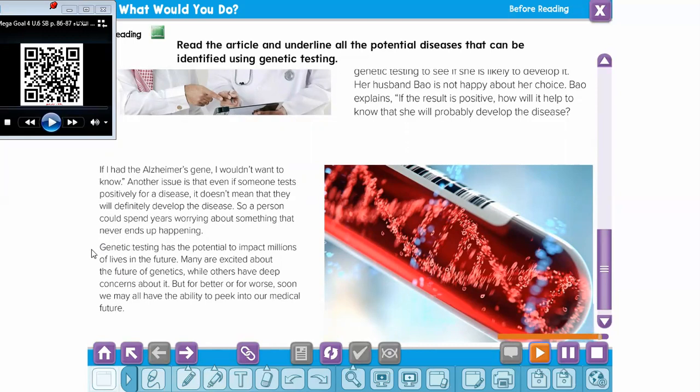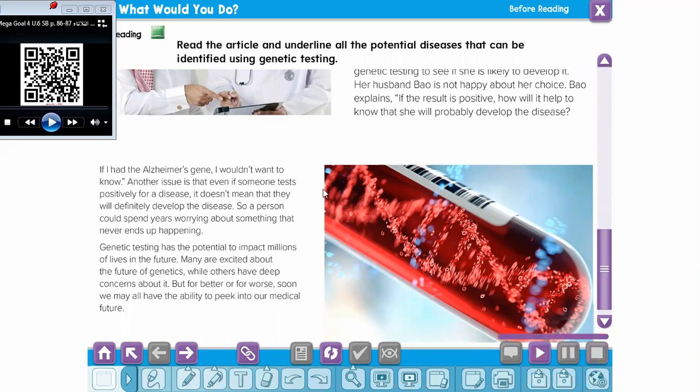Genetic testing has the potential to impact millions of lives in the future. Many are excited about the future of genetics, while others have deep concerns about it. But for better or for worse, soon we may all have the ability to peek into our medical future.